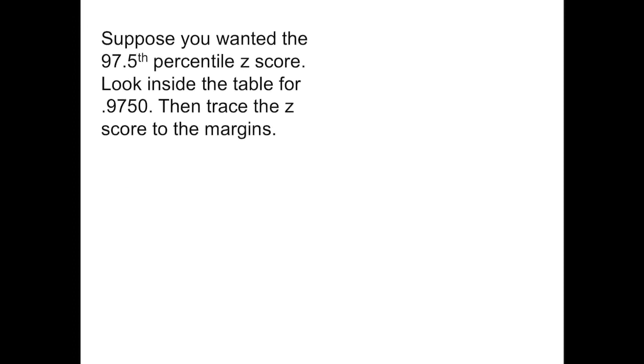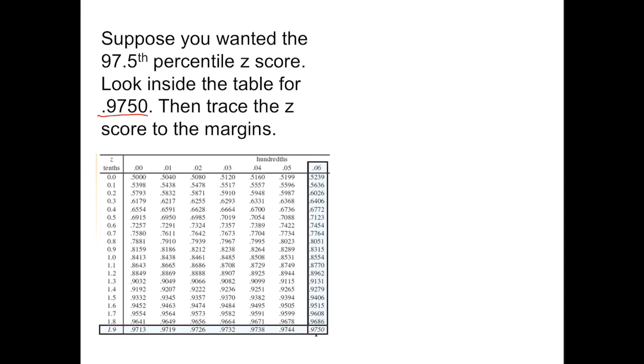So suppose you wanted the 97.5th percentile Z-score. You look inside the table for 0.9750, then trace the Z-score to the margin. So this is very similar to what we did before, remember? So if you see here, we have 0.9750. This is our Z percentile, which is always denoted Z with a little p underneath it, the p for percentile. So if you see a Z underscore p, we're going to be looking for a percentile. And the percentile is going to then lead us to the Z score.